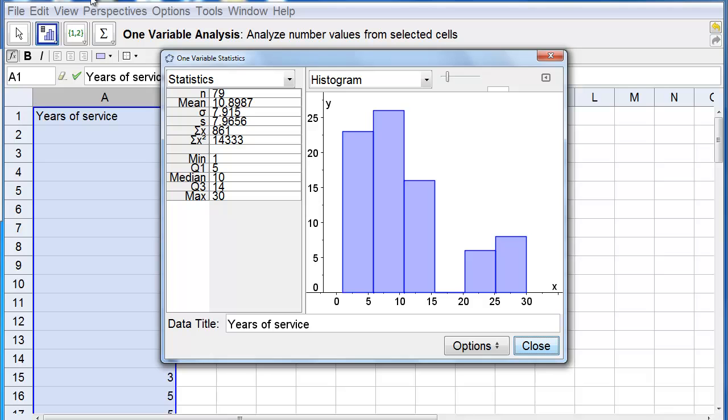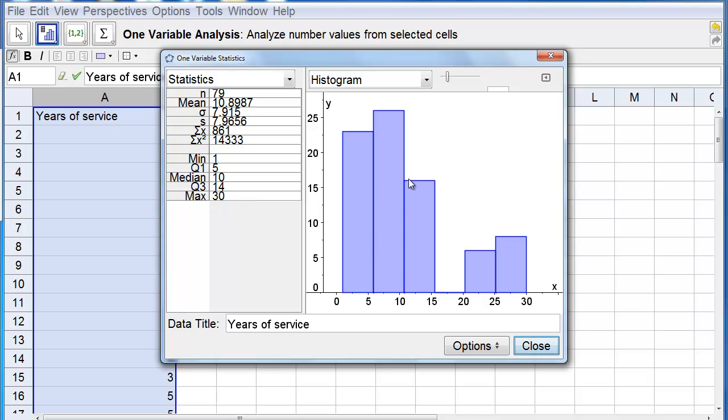We see here that we have 79 entries with a mean of 10.8987. If it's a population, the standard deviation will be 7.915. The sample standard deviation is 7.9656. The minimum is 1. Quartile 1 is 5. The median is 10. Quartile 3 is 14. The maximum is 30, and this is 30 years. That's the maximum we put as years of service in a company. And the minimum has been shown to be 1 year for people working in this company.